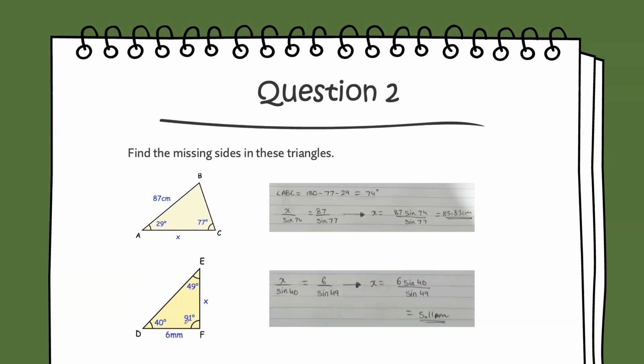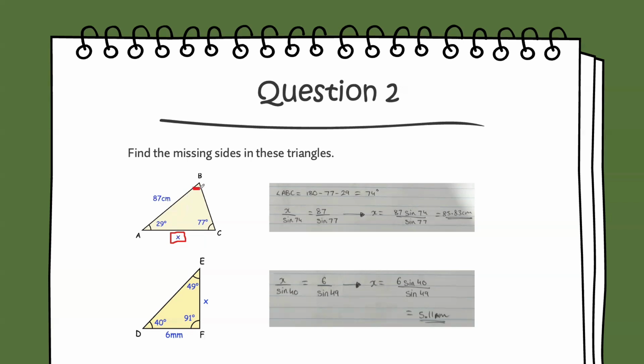Next question, again the same application of the sine rule. Here we're just looking at finding sides instead of the angles. Now if we want to find the length of this side, we need to have the opposite angle, right? Which we don't currently have.